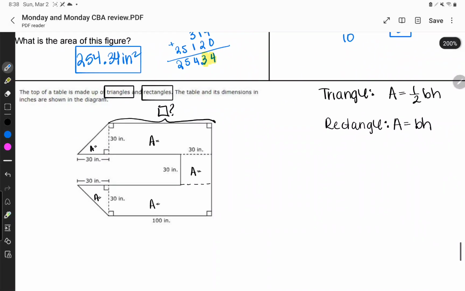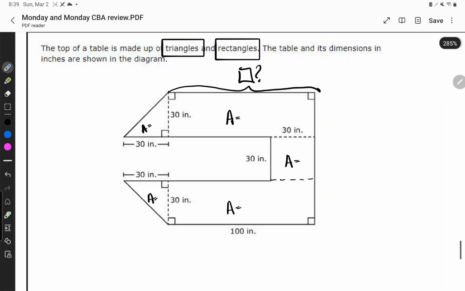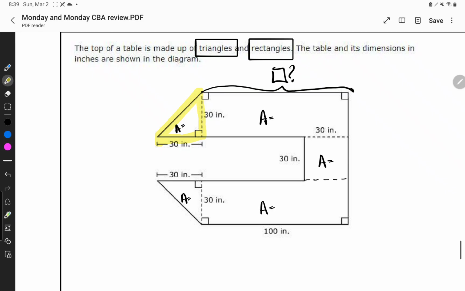The next one says the top of a table is made up of triangles and rectangles. The table and its dimensions in inches are shown in the diagram. Okay, so all we have to do is go through and find the area of each individual part. I'm going to start with my triangle right here. And remember, it's a triangle, so what do you always have to remember to do? Divide by 2. I start with 30.